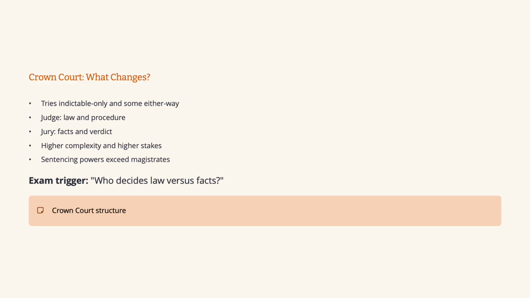Roles are divided between judge and jury. The judge decides all matters of law and procedure: what evidence is admissible, how the law should be applied, and procedural questions. The jury decides all matters of fact. So what happened, who is telling the truth, and ultimately whether the defendant is guilty or not.